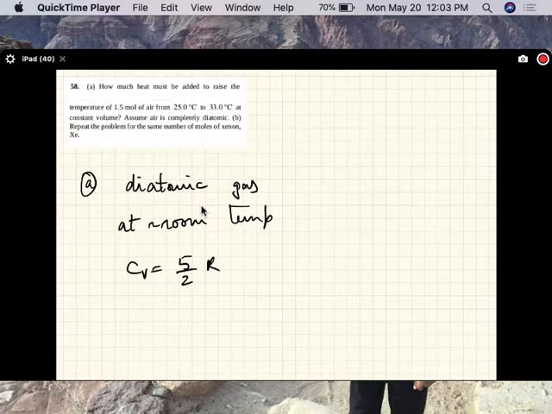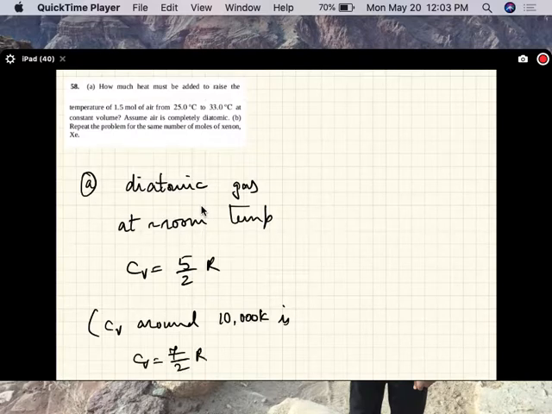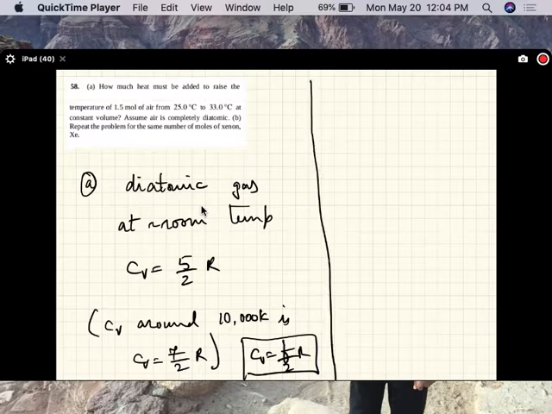So CV depends on temperature. For example, around 10,000 Kelvin CV is 7/2 R, and around 100 Kelvin it is only 3/2 R. So it depends on the number of degrees of freedom. Remember CV is F/2 R, where F is the number of degrees of freedom. At room temperature, the number of degrees of freedom for a diatomic gas is 5, so CV is 5/2 R, which we talked about in the lecture.